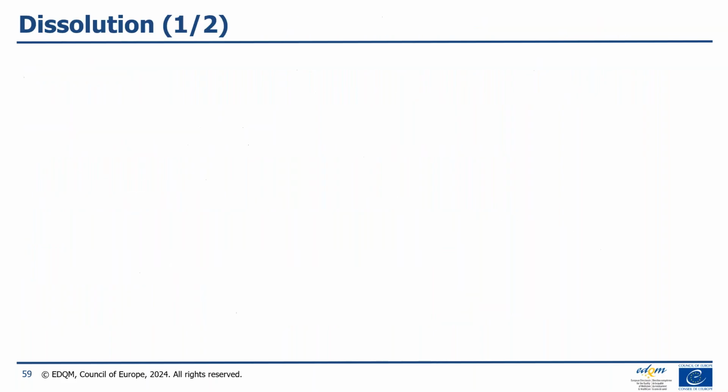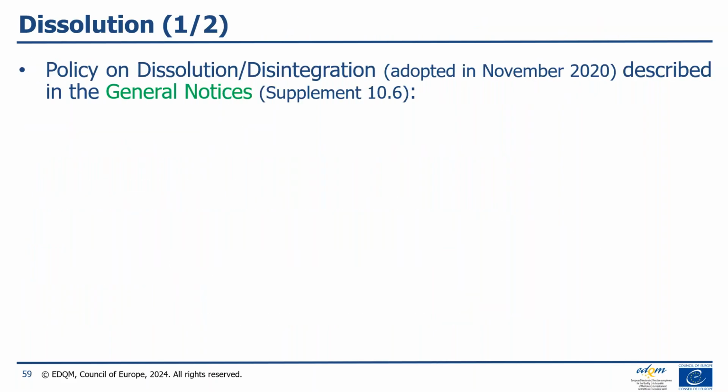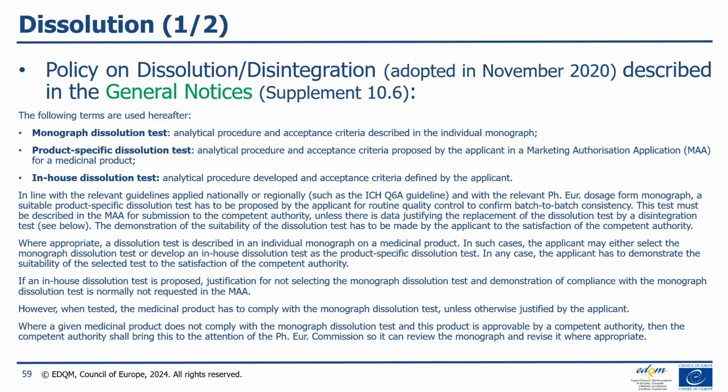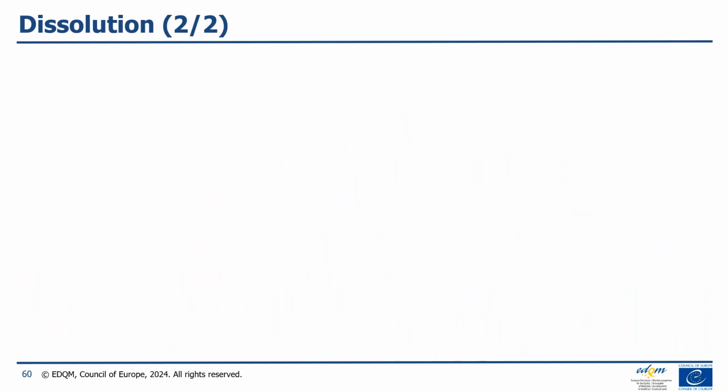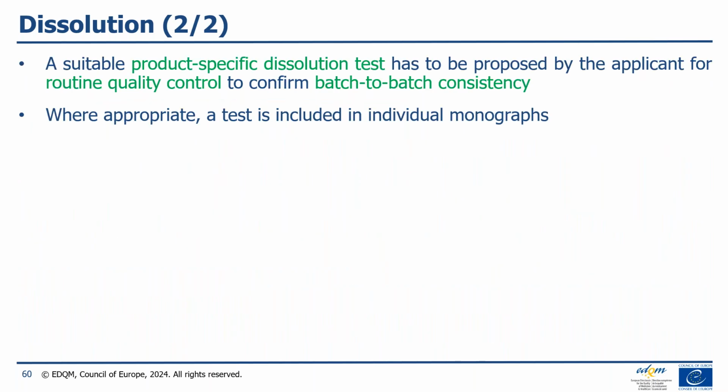When it comes to the dissolution, this policy was adopted in November 2020. It was one of the first policies that was adopted for the medicinal product monographs, and it's described in the general notices in supplement 10.6. This is the exact text that you will find in the general notices, and I will try to highlight just the important aspects. So a suitable product-specific dissolution test has to be proposed by the applicant for routine quality control and to confirm batch-to-batch consistency of their product.